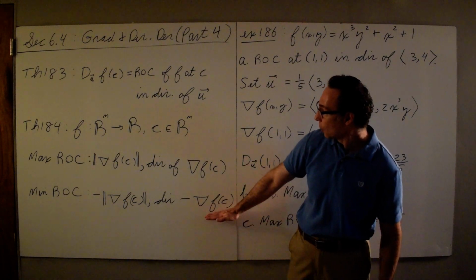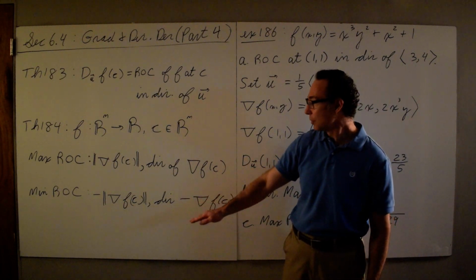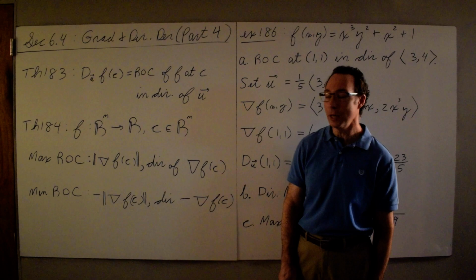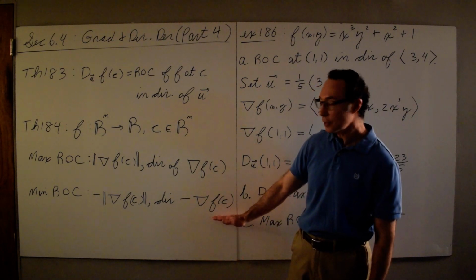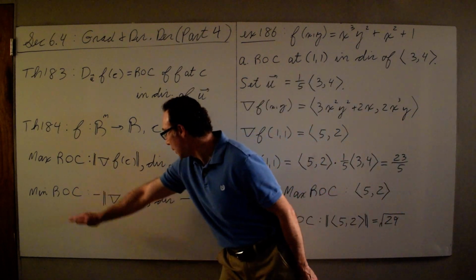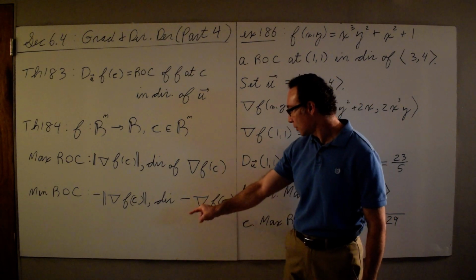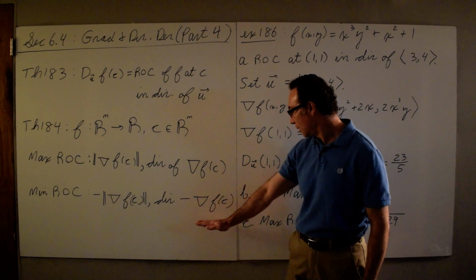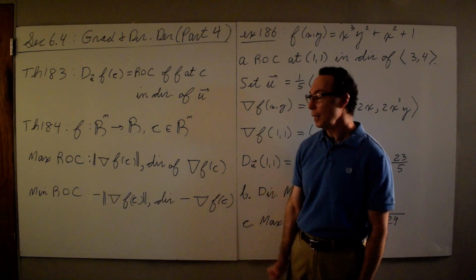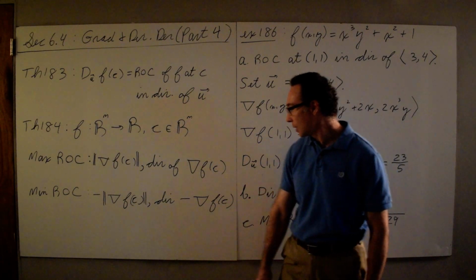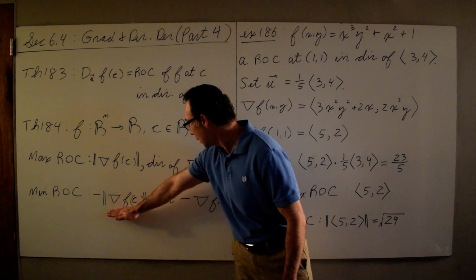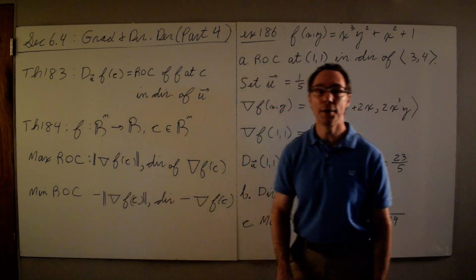I didn't label this, but it is corollary 185. It talks about the minimum rate of change of f at C. It occurs in the direction of negative the gradient, and the minimum rate of change actually is the magnitude of the gradient multiplied by -1.